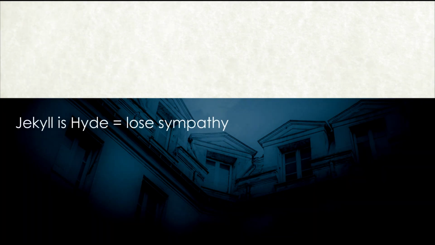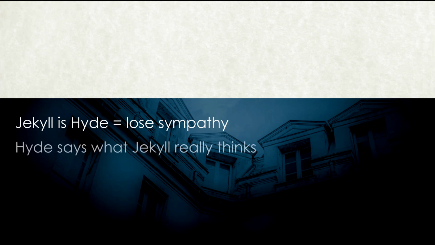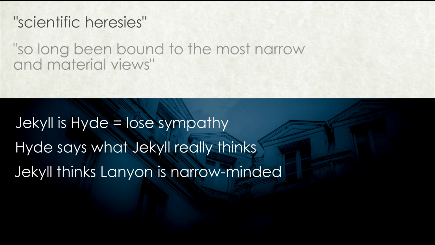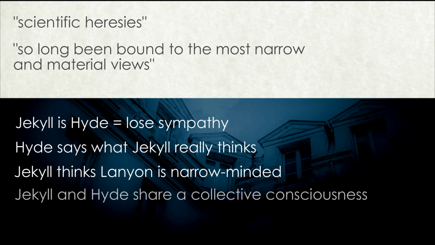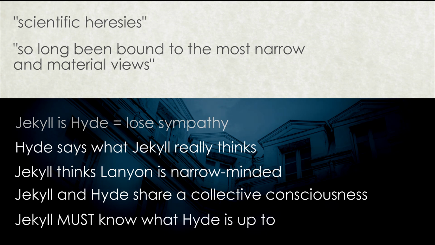It is only when we realise that Jekyll and Hyde are, in fact, the same person in the chapter Dr Lanyon's narrative that we, as readers, begin to lose sympathy for him. Hyde becomes a mouthpiece for Jekyll's contempt for Lanyon's approach to his scientific heresies, as he rails against a man who has so long been bound to the most narrow and material views, revealing that the two share a collective consciousness, and so Jekyll cannot but be fully aware of Hyde's actions.